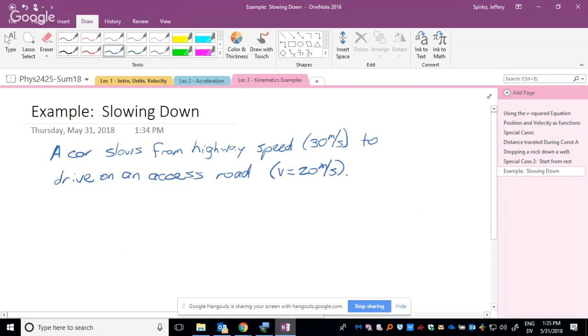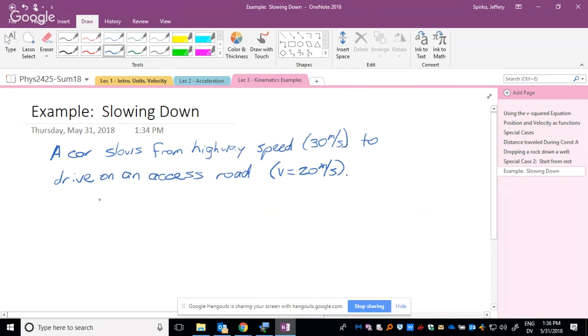So this is something that we do a lot. We drive down the highway. We have to slow down to drive on the access road. 20 meters per second is about 45-ish miles an hour. So that's about fast access road speed. Eventually, I suppose you have to slow down for the construction or the traffic light.